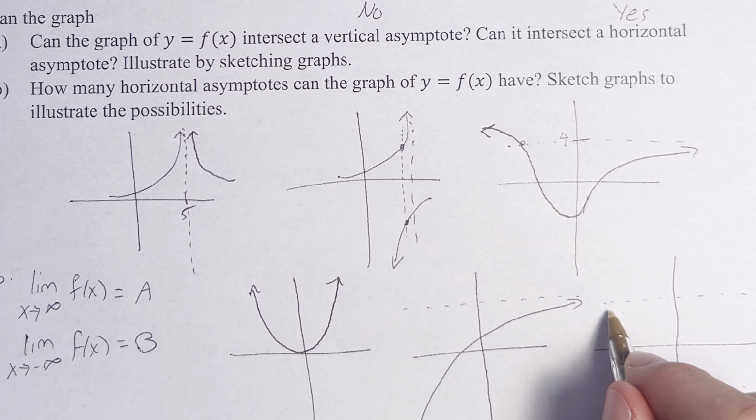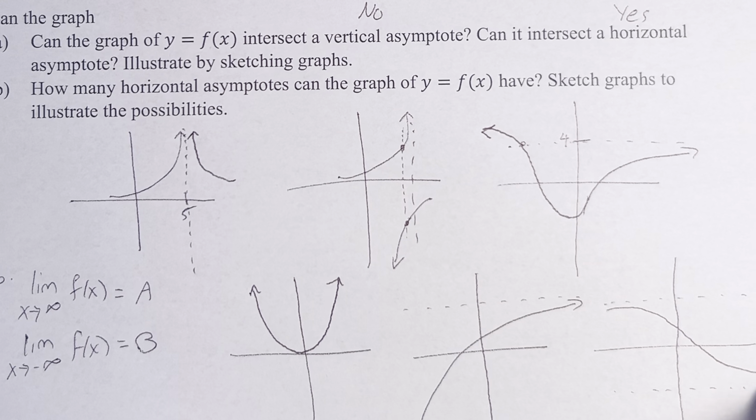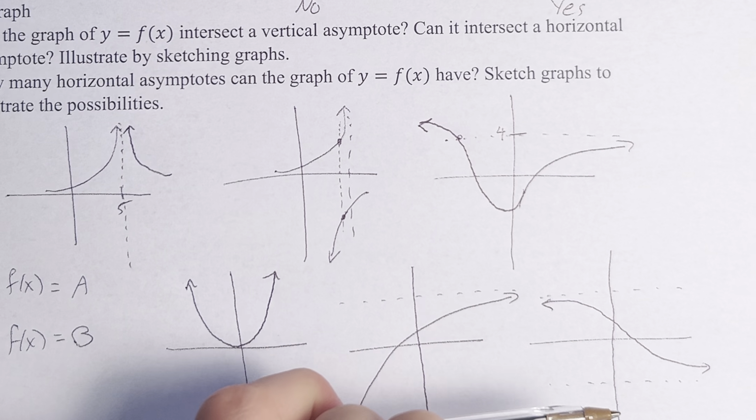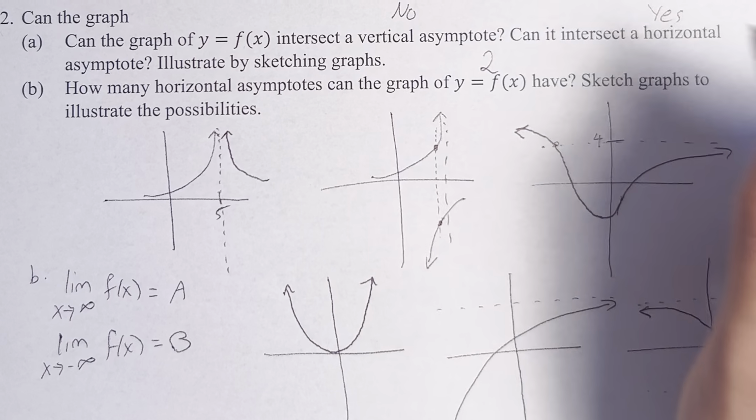Move it over so we can see it. Something like this, where as we're approaching negative infinity, we are approaching one value, and as approaching positive infinity, we're approaching another. So how many horizontal asymptotes can the graph y equals f of x have? The answer is 2.